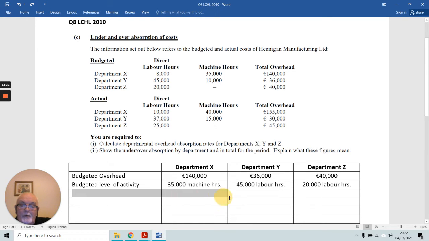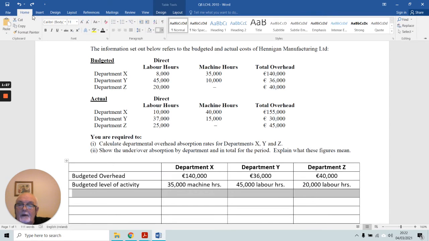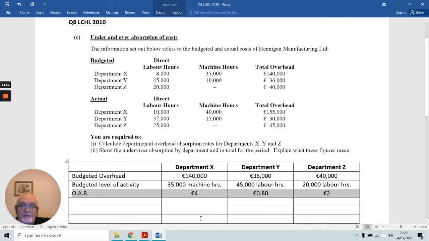And then remembering how we do the calculation, it's your budgeted overheads divided by the level of activity. So in the case of Department X, the overhead absorption rate is going to be €4 charged out for every machine hour worked in that department. In Department Y, we're going to recover our overheads by charging 80 cents for every labour hour worked in that department. And in Department Z, the overhead absorption rate to recover our overheads will be €2 per labour hour.